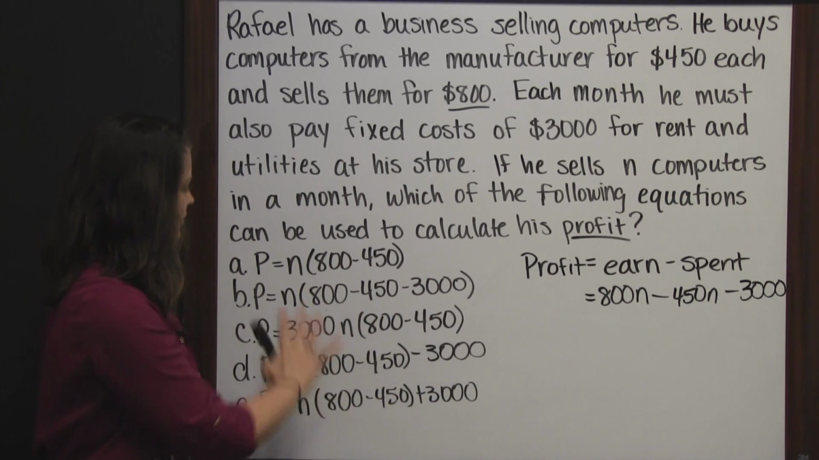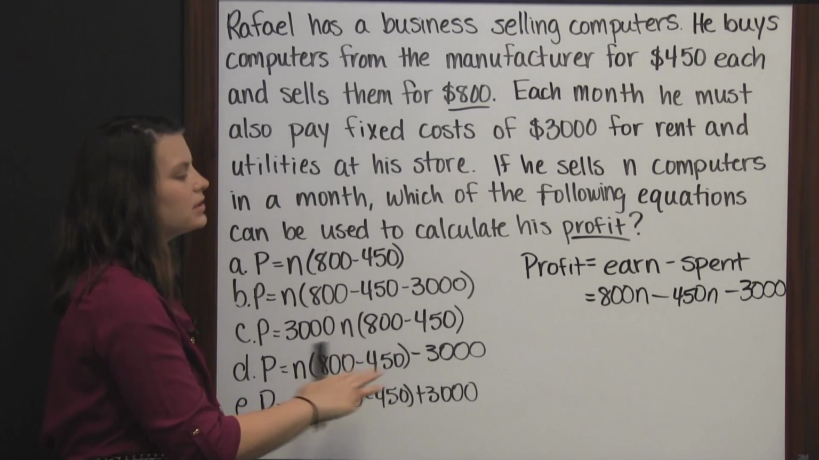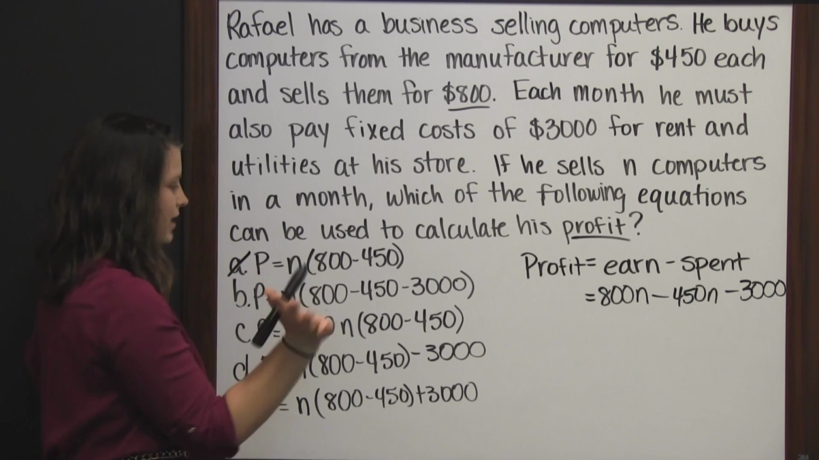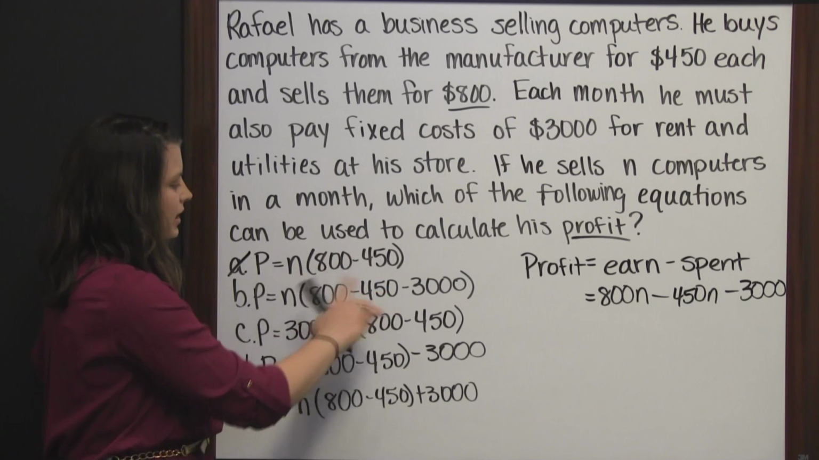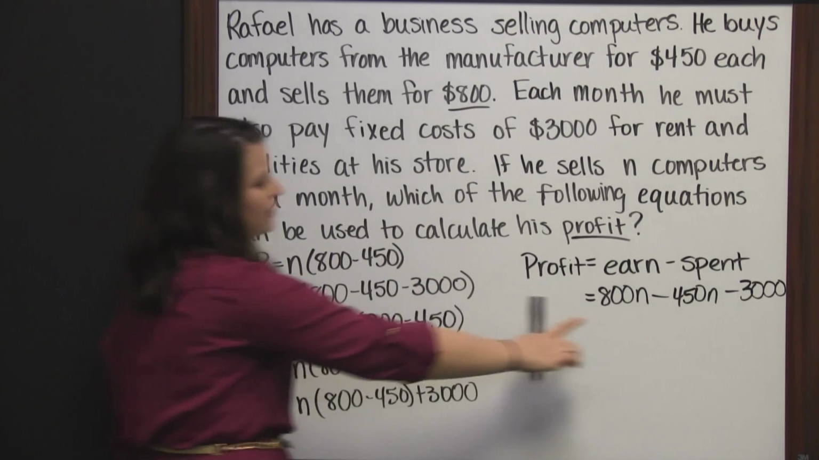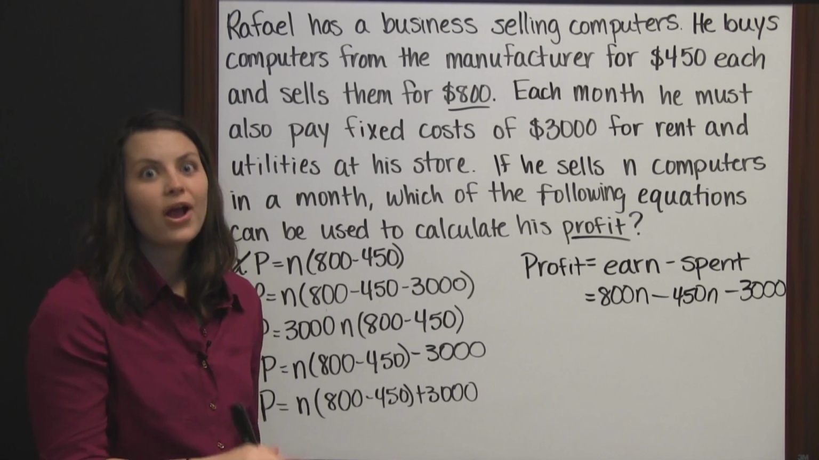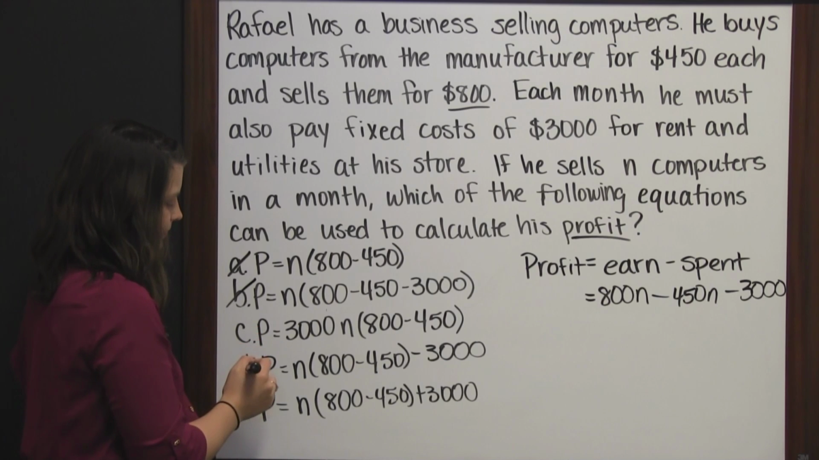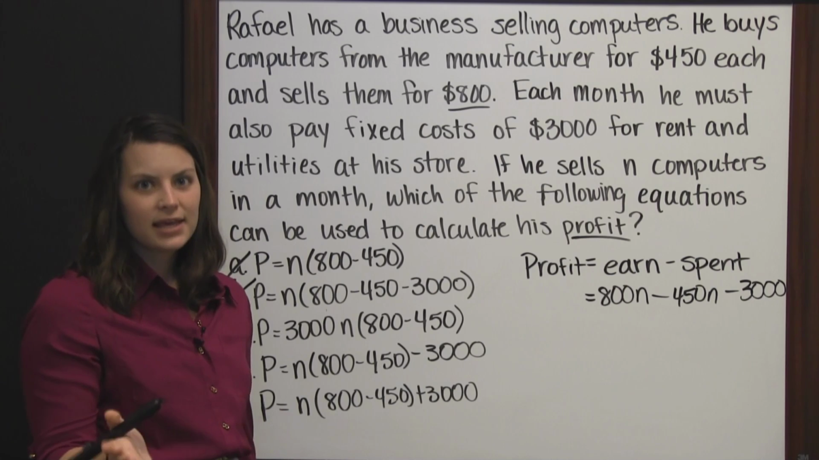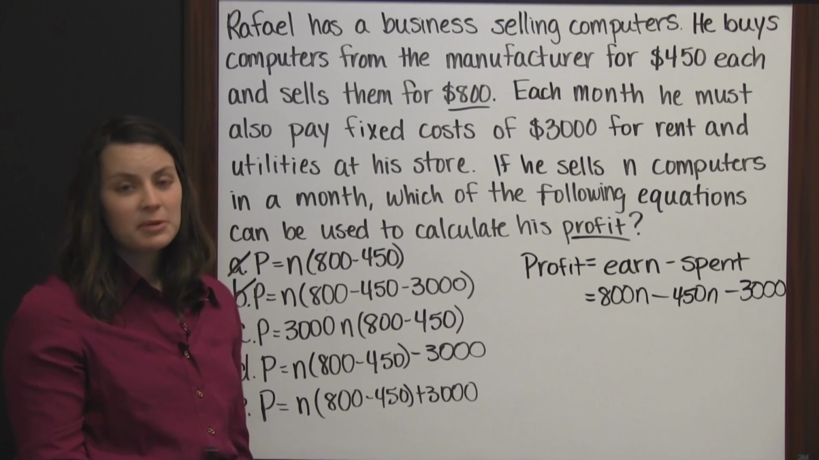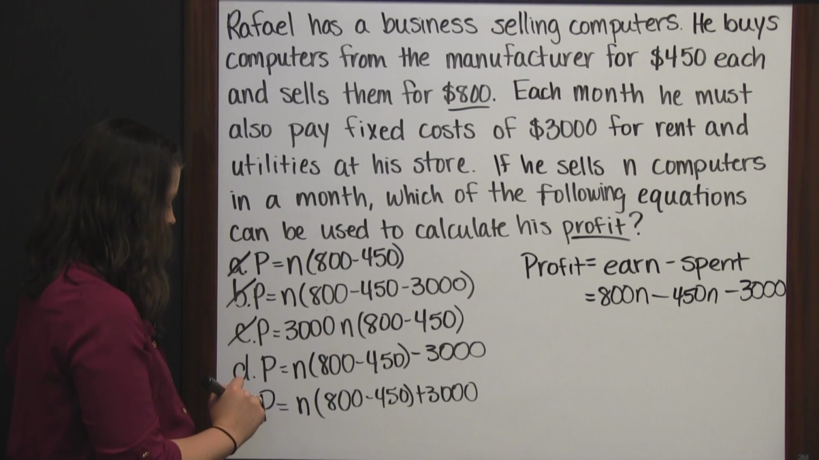Now if we compare what we have to these equations, we know we can already eliminate A. It doesn't even take the 3,000 into account, so A is out. On B, if we distributed this n in, we'd be subtracting 3,000 n, which is not right. We're not losing $3,000 for every computer we sell, so B is out. On C, it has us multiplying 3,000 times n, which would be great. He'd be making tons of money, but that's not this situation.